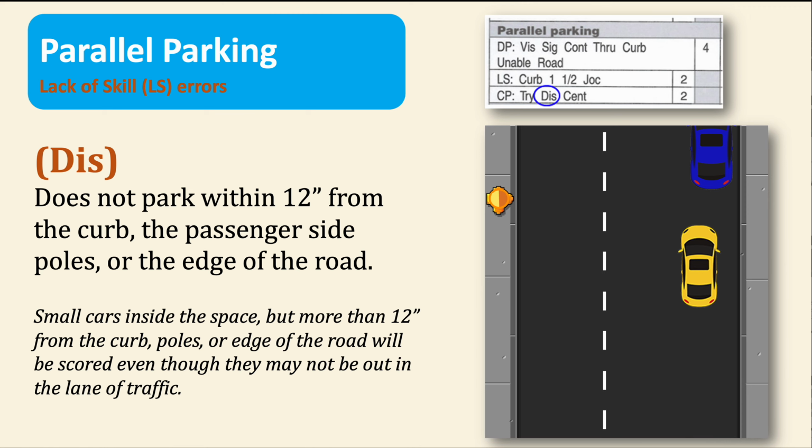So if you have the stanchion poles out, remember if you have a very small car, it's completely inside the space, but still more than 12 inches from the curb, poles, or the edge of the road, those will be scored even though they may not be out in a lane of traffic. Now remember how to tell if you're about 12 inches away from the curb, that's kind of a visual approximation. You know how the sidewalk spills over a little bit and some of that material is out in the road? That's about 12 inches from the curb. So your tires really need to be right next to that line or on them.